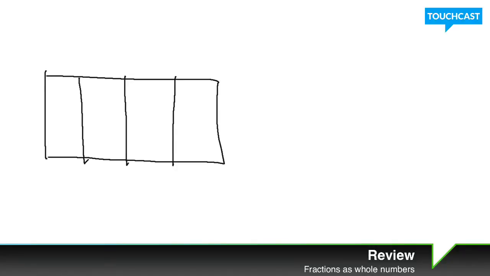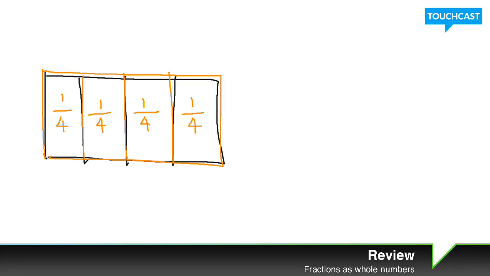So let's begin this video, which is a review on fractions as whole numbers, taking a look at a regular fraction, something that we've already looked at before. So right now we can see that we have one whole, and it's split into 4 parts. So each part, each piece, is represented by the fraction 1 over 4. This is 1 over 4, 1 over 4, 1 over 4, and 1 over 4.